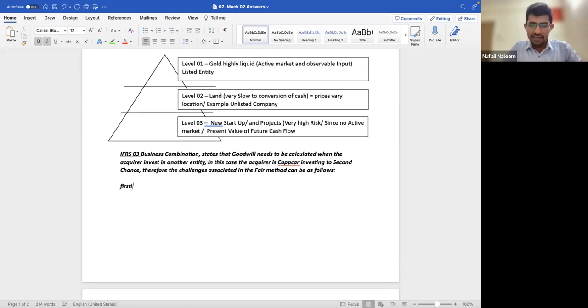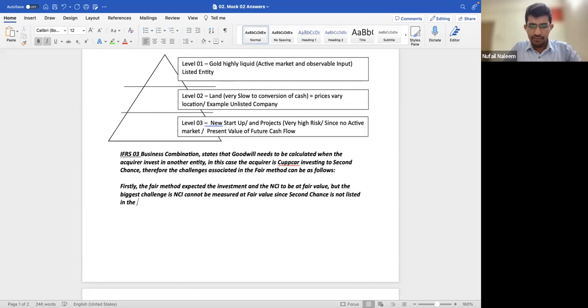So I just write down here. Firstly, the fair value method expects the investment and the NCI to be at fair value, market value. But the biggest challenge is, NCI cannot be measured at what value? Fair value, since Second Chance is not listed in the stock market. And the level of investment can be considered as level 3 since this is a startup business.